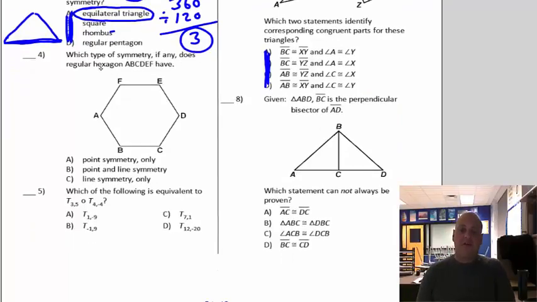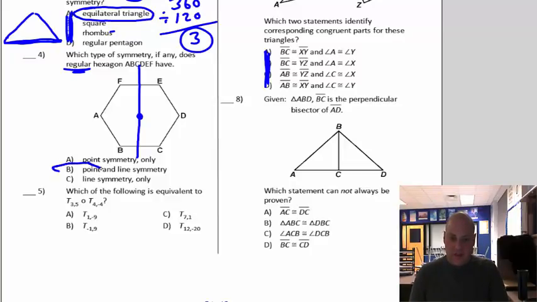Which type of symmetry, if any, does regular hexagon ABCDEF have? Well, let's see. It has point symmetry. Point would be in the middle, and you could rotate it upside down as long as it's regular, as long as it's equal on all the sides. All right, so it does have point symmetry. Does it have line symmetry? Yeah, I could draw a line of symmetry right there, right? If you fold along that line, it does land on itself, so it does have point and line symmetry, and that is choice B. Okay, this one here, again, the choices are all different here.